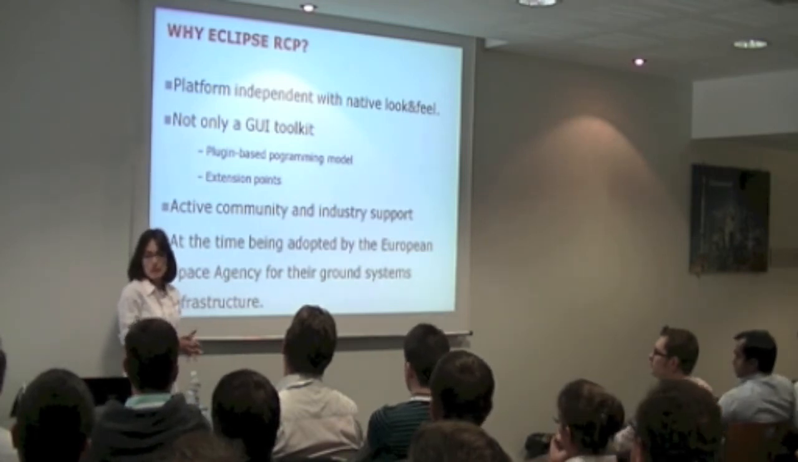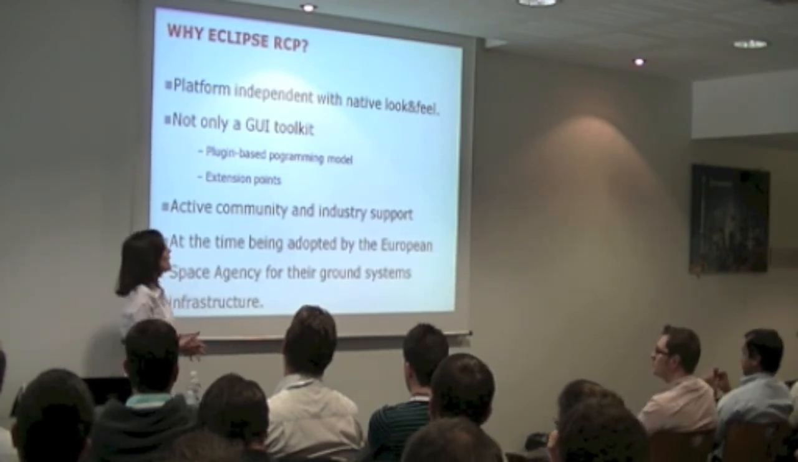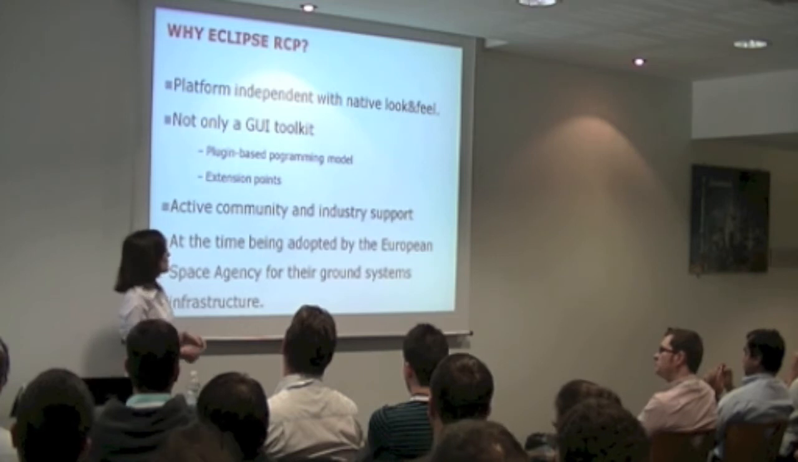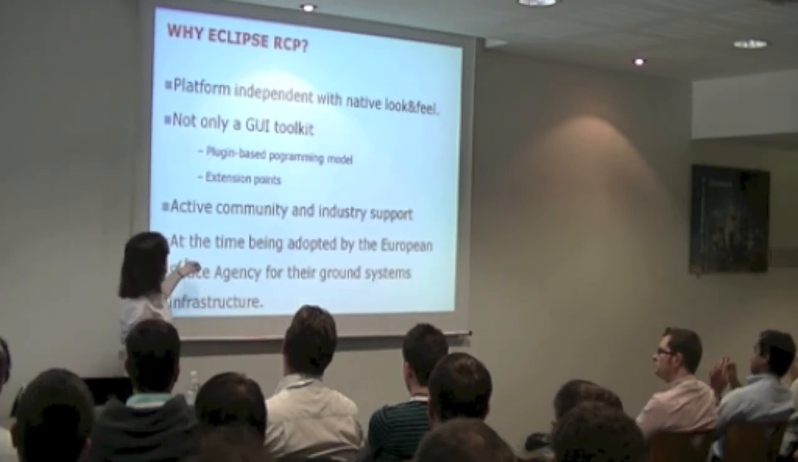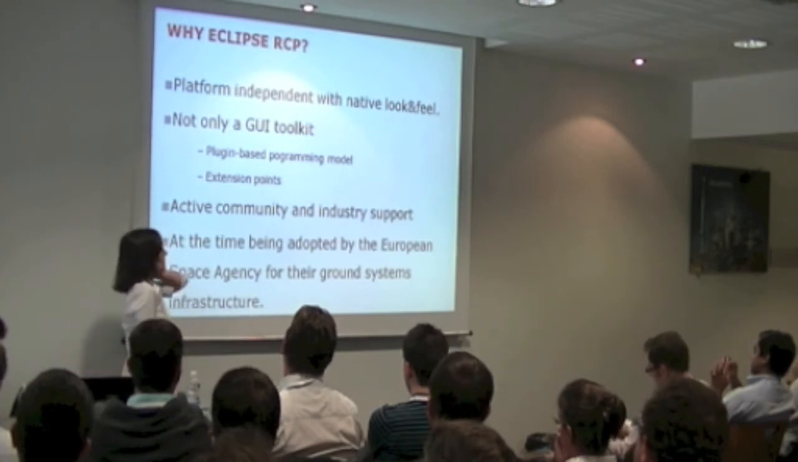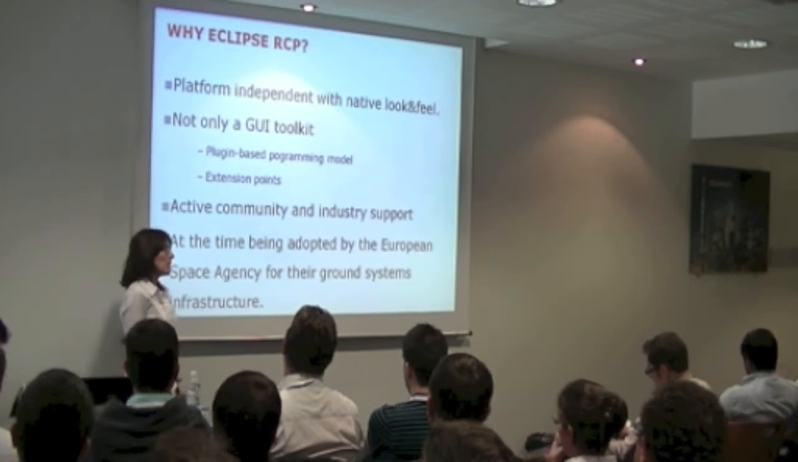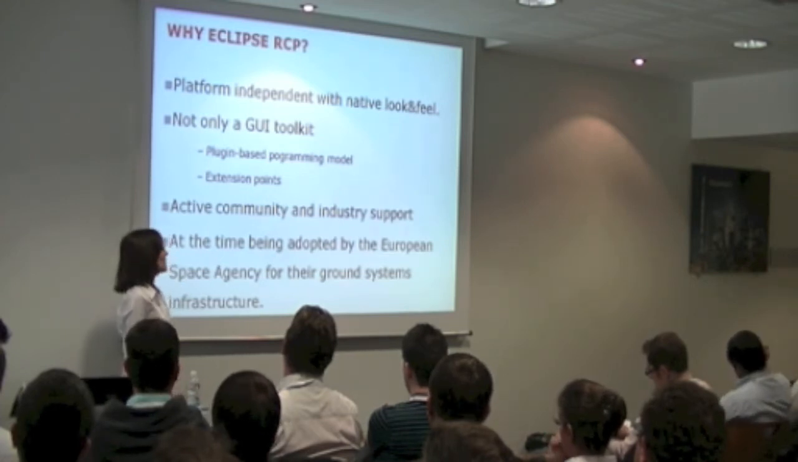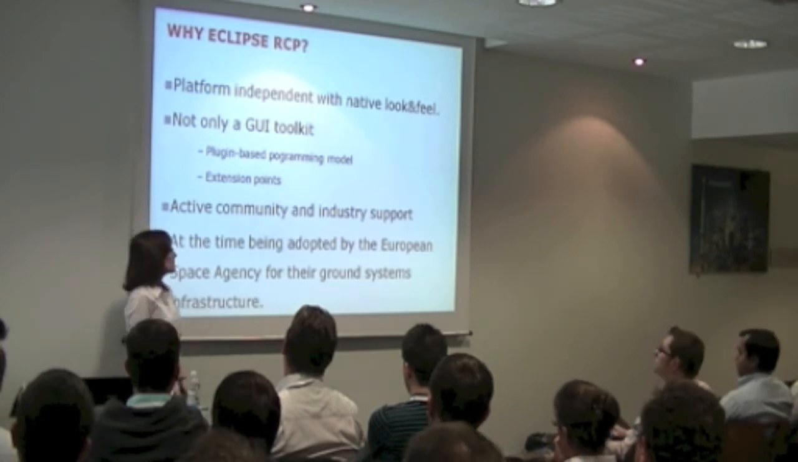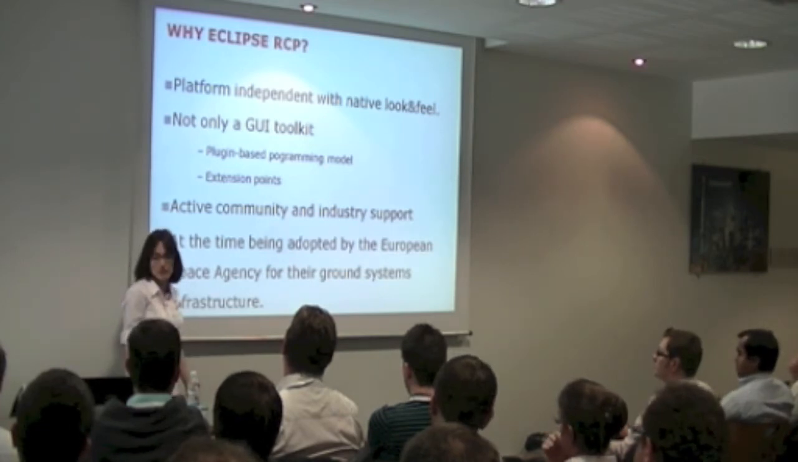Eclipse RCP is widely supported by an active community and the industry. And one of the most important reasons was the last one. GMB also collaborated in the development of some ground system infrastructure for the European Space Agency. And when GMB decided to migrate their systems, the European Space Agency had started the migration of their infrastructure to Eclipse RCP, and for GMB it was very important to be aligned with the technologies of the ESA.